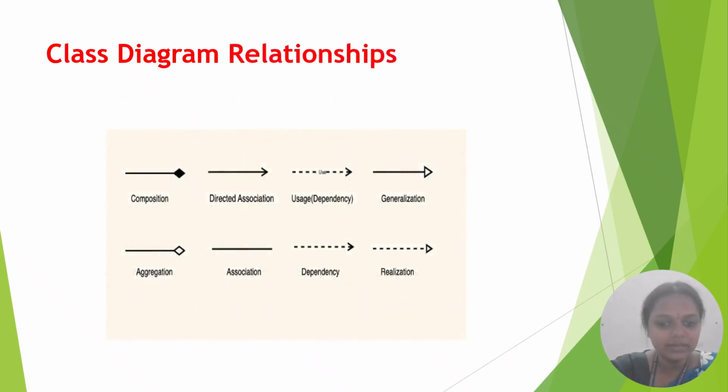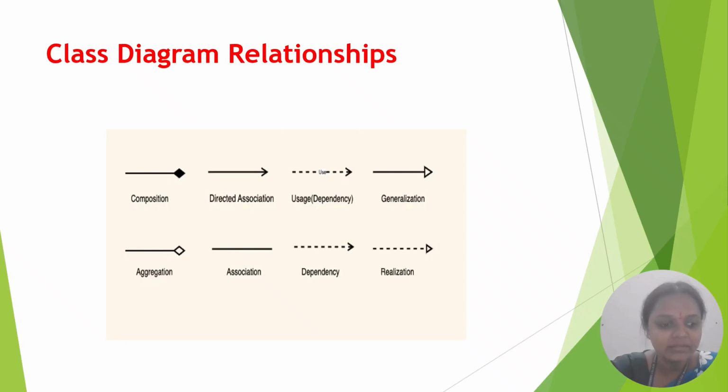Next is class diagram relationship. In class diagrams, relationships between classes describe how classes are connected or interact with each other within a system. The most common relationship is composition. Composition is a stronger form of aggregation, indicating a more significant ownership or dependency relationship. Composition is represented by a filled diamond shape on the side of the whole class.